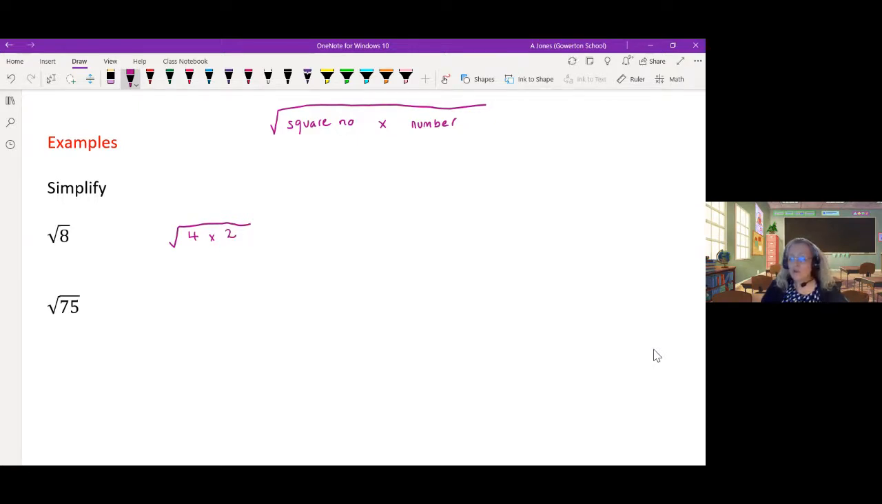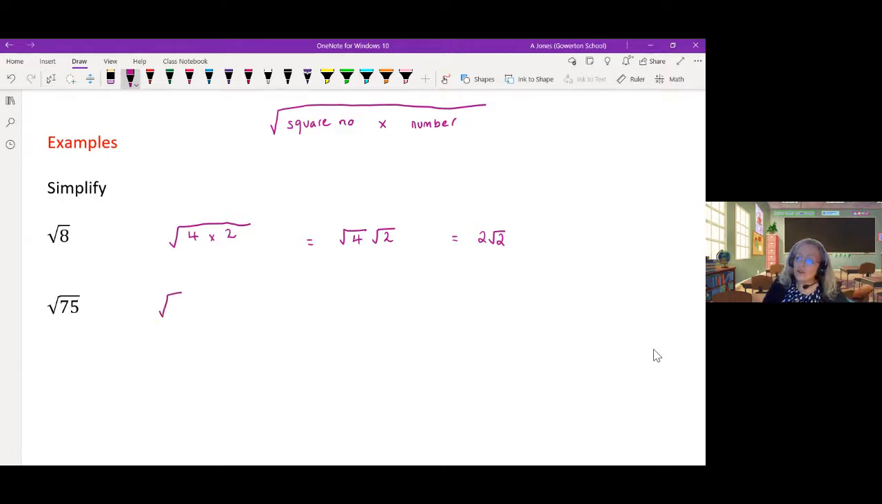And now I use the rule to split this into two separate parts. And this becomes the root of 4 multiplied by the root of 2. But the square root of 4 is 2. So this one is 2 root 2 when I simplify it. And if you're working on these, as just practice, you can always check them on your calculator. So you can always try them first of all without a calculator, and then check them on your calculator to make sure that you've got the right answer.